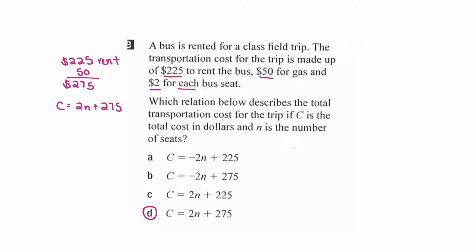But let's take a bit of time and talk about why the other ones are wrong. We can get rid of A and C altogether, because the initial value was 225, so that was wrong. So it had to be B or D. But if you take a look, we have a negative number here. It's not going down for every person that rides the bus. The price is going to go up, so it wouldn't be negative. So we can get rid of that. That leaves us with the choice that we selected, C equals 2N plus 275.